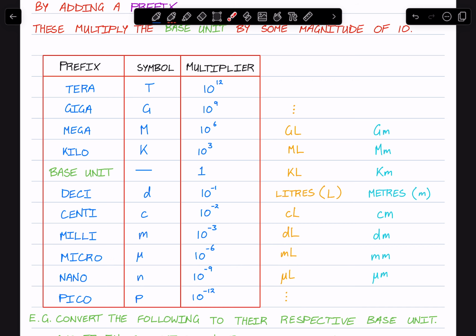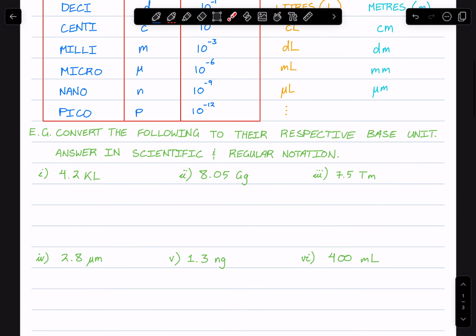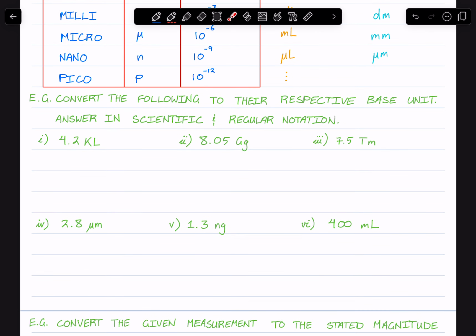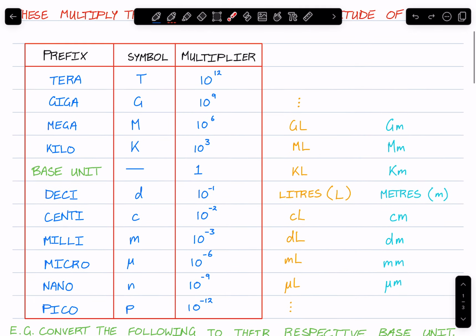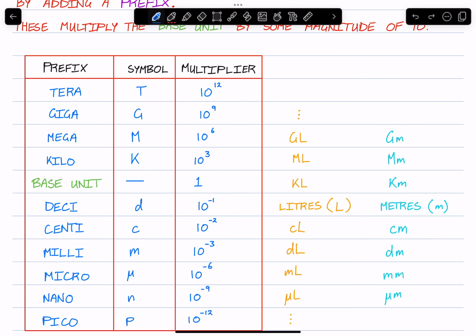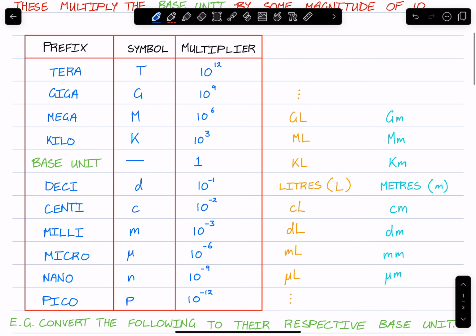So let's take a look at how to work with these mathematically. Here we go. Convert the following to their respective base units. Answer in scientific notation and regular notation. So here we go. 4.2, K is the prefix, and that is a kiloliter. So the K is representing the multiplier as shown here. A K is a multiplier of 10 to the power of 3.